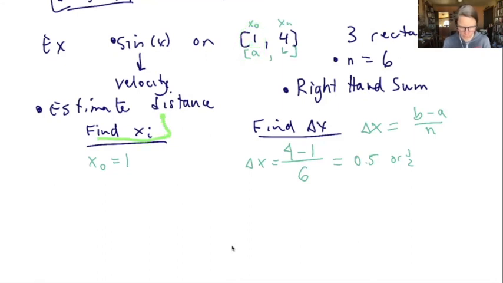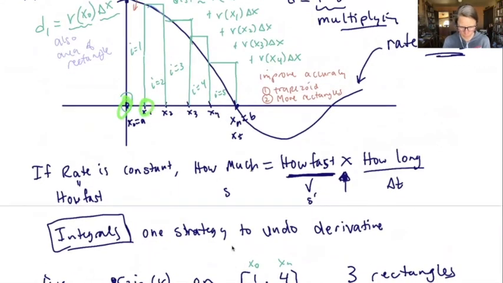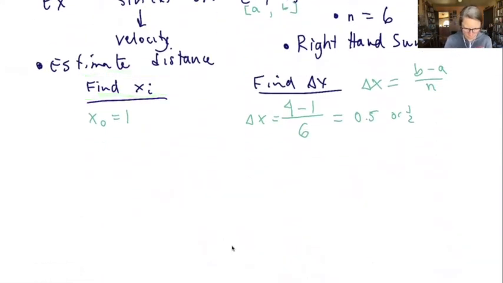And the x sub i's are the endpoints of the subintervals, right? So x0, x1, x2, x3, x4, they're the endpoints of the subintervals. So I know x0. How do I find x1? Let me know in the chat window what x sub 1 is.